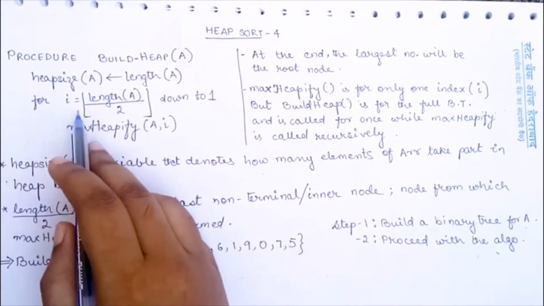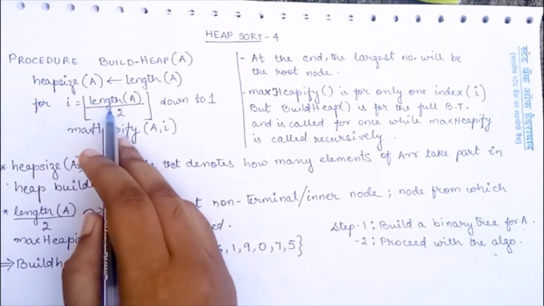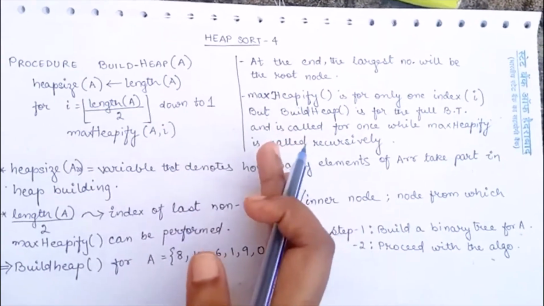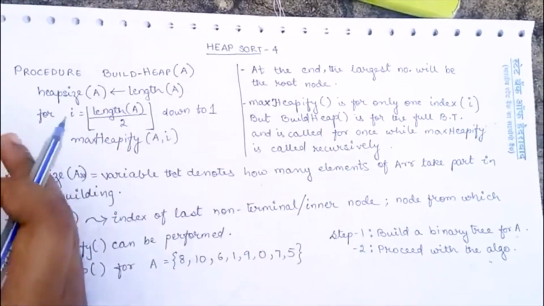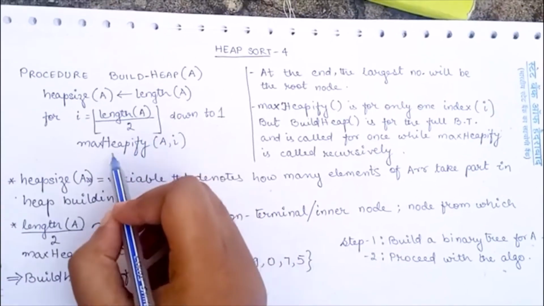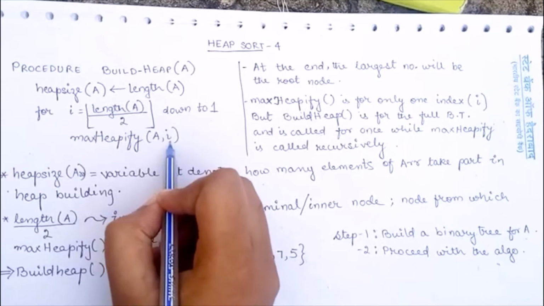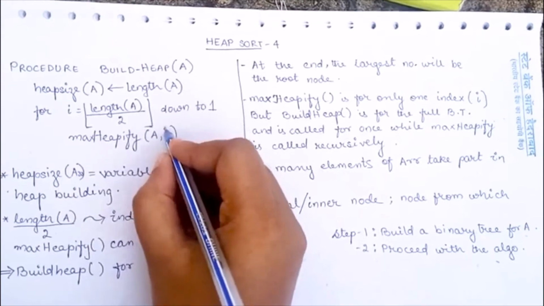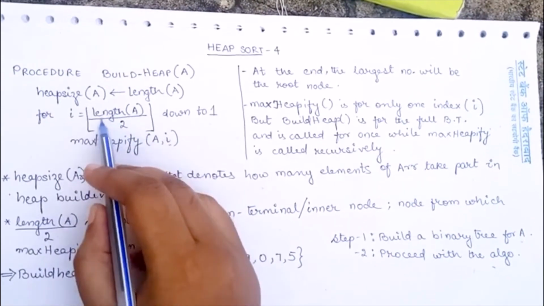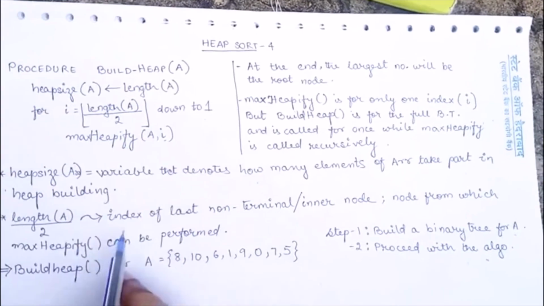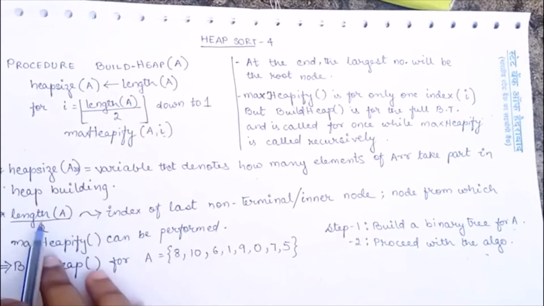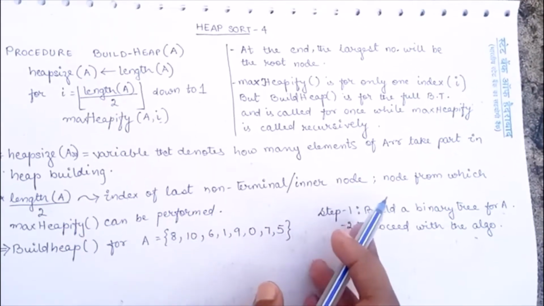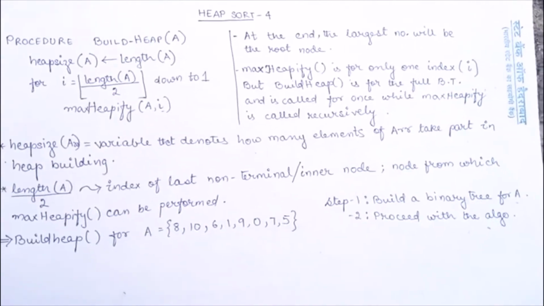Therefore heap size is equal to the length of the array. And then for i equals floor of length of A by 2 down to 1, that is from half of the array length till 1 in decreasing order, we have to call max heapify at the index i. This function will return a max heap at index i. So what are we doing here? Length of A by 2, the floor, because that index denotes the last non-terminal or inner node, the node from which max heapify can be performed.